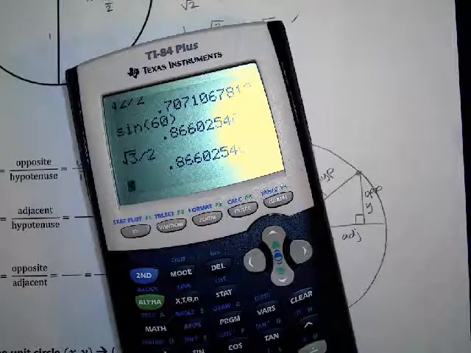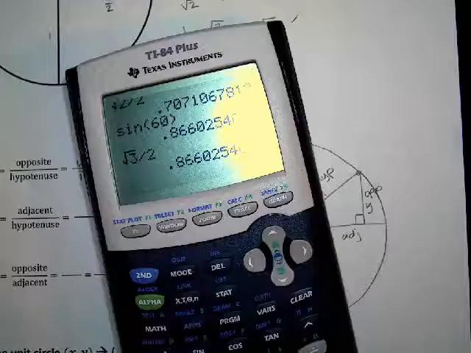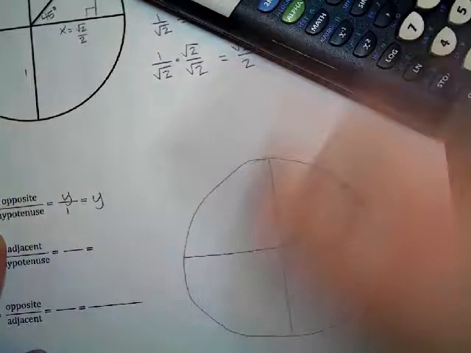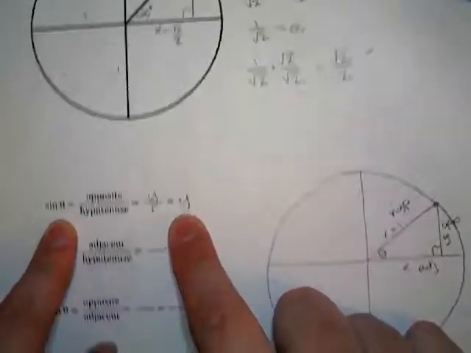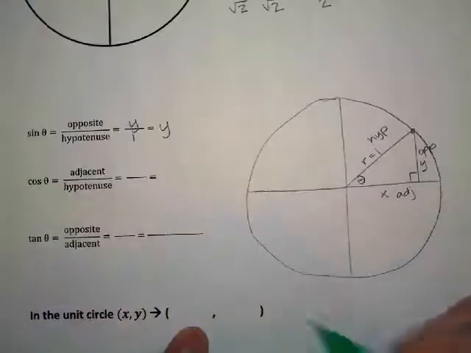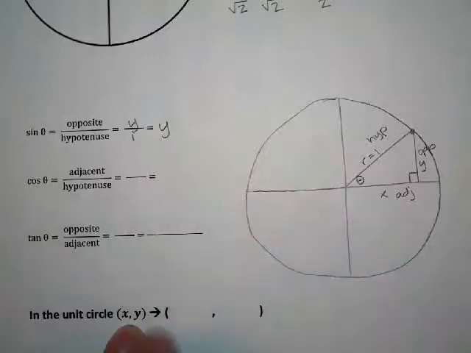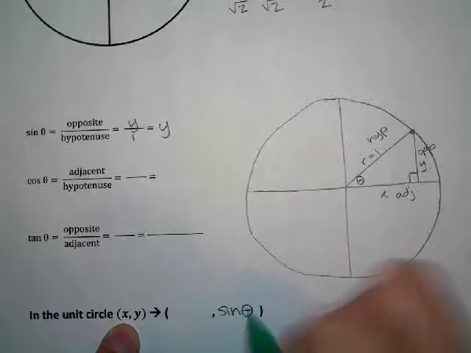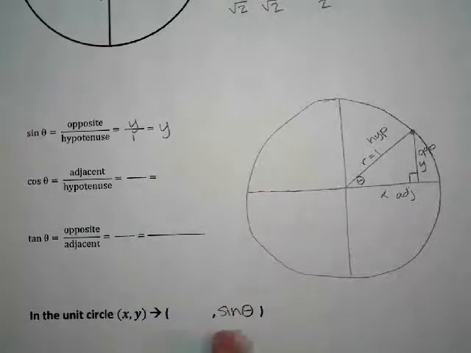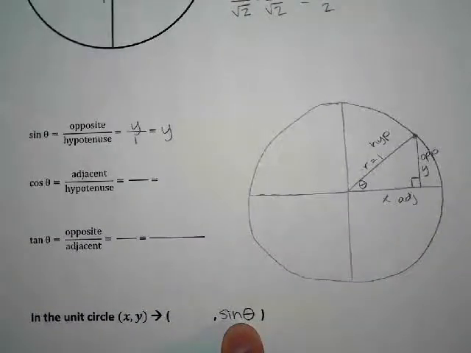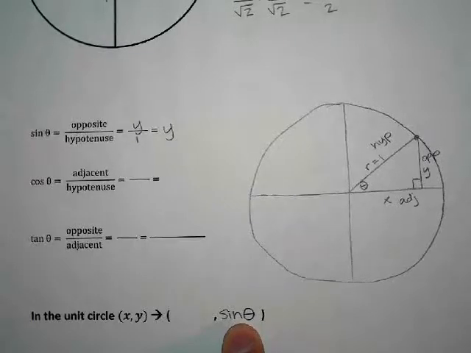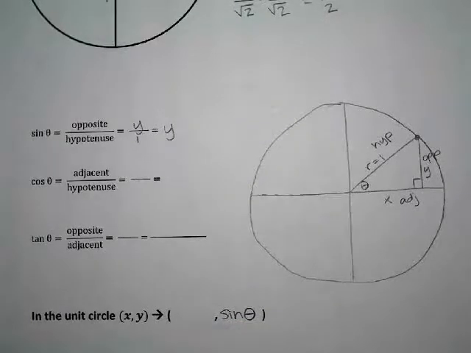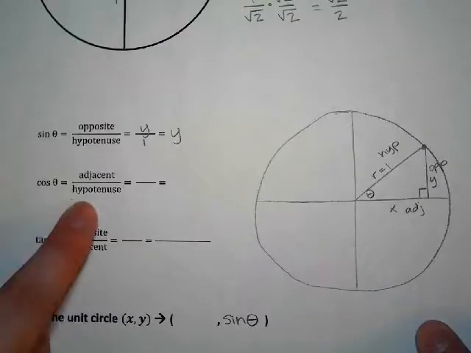Okay. So what we learned down here is that the y coordinate is sine. The y coordinate is sine. So down here where the y coordinate is, write sine. The y coordinate corresponds to sine. Okay. Cos is adjacent over hypotenuse. So it's x over 1, which is just x.